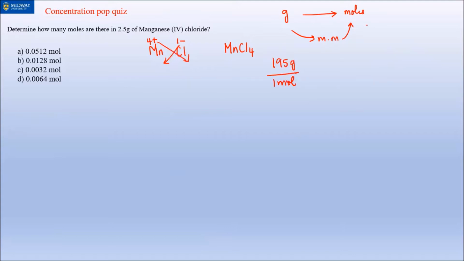So we want to go from grams to moles, so we put a block and put the given information at the very top here. Put a 1 because there's nothing on the bottom. We have to get rid of grams, we want moles, so we put the 195 grams on the bottom, the 1 mole on the top, and then we can get the answer, and that'll be 0.0128 moles. This is how you calculate moles anytime you are given grams.